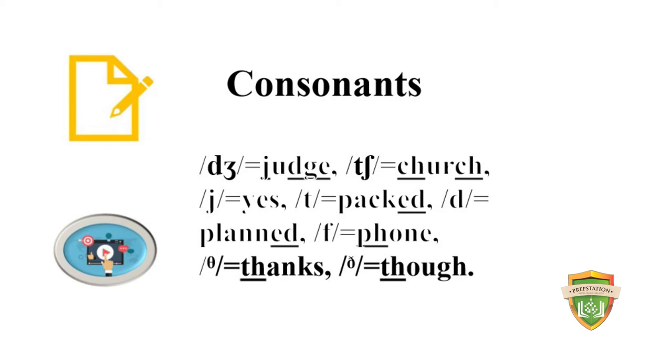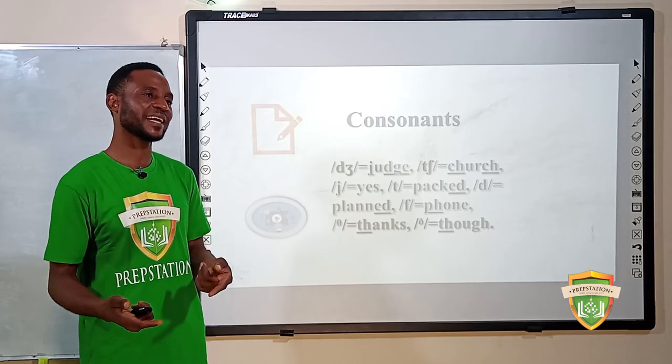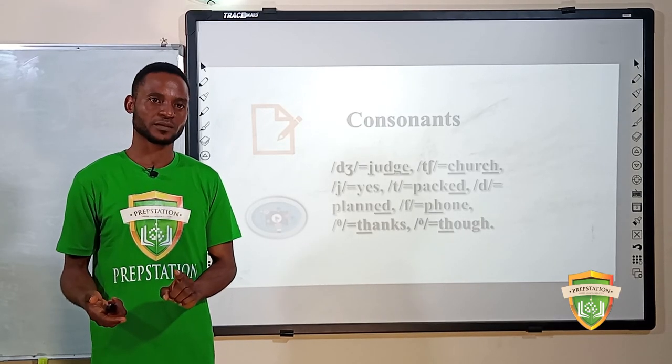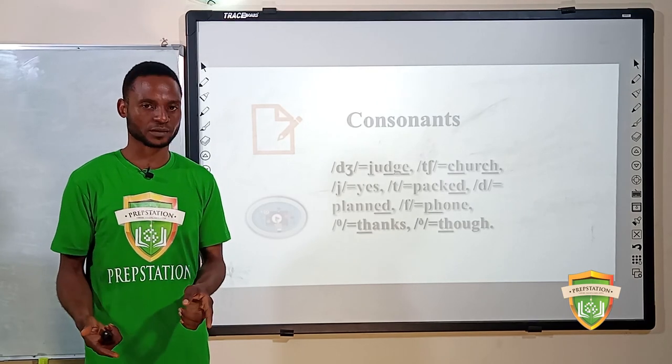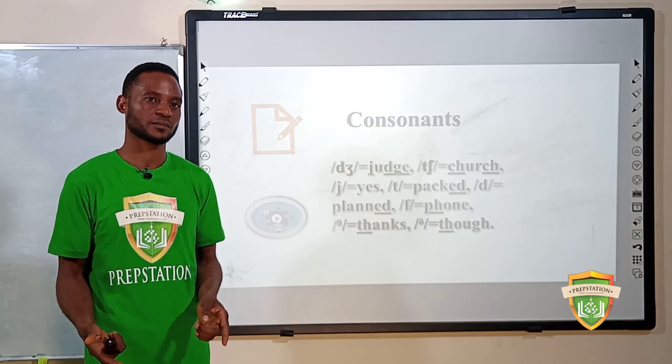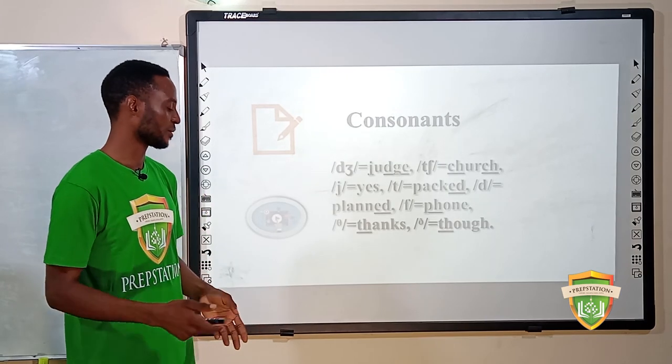So this is a sound articulated as f. And it can be found in a situation whereby you have letters PH. For instance, you have phone, telephone, and all of that. It can also be found where you have letter F. For instance, you have first, family, fast, and other examples.